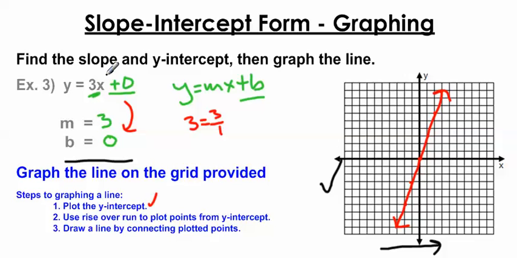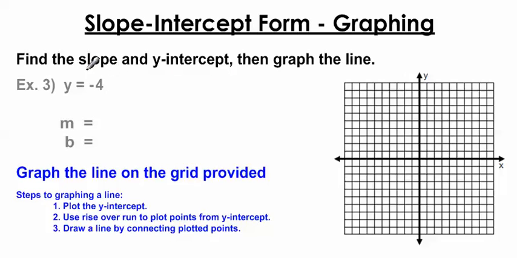And then the last example I have is going to be even more tricky. I have find the slope and y-intercept, then graph the line. I have y equals a negative 4. Now we're missing a lot here. We have y equals mx plus b. Now what we have here is we don't have an x. So in other words, we don't have this part right here. We are only given the y-intercept. And so the y-intercept here is a negative 4.